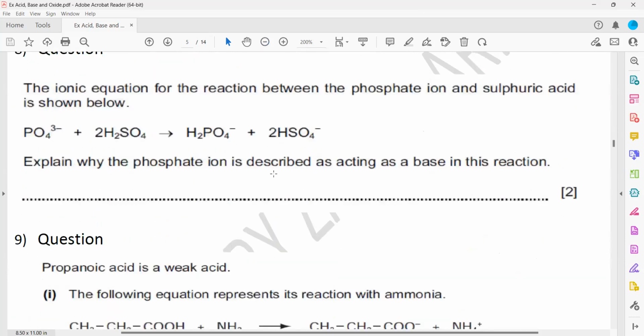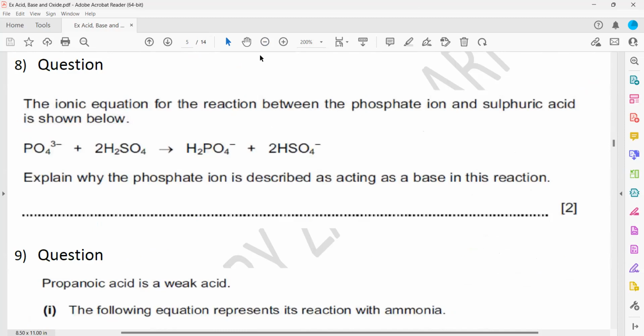In question 8, an ionic equation is there. Explain why phosphate ion is acting as a base. The definition of a base is a proton acceptor. So H2SO4 is donating a proton and phosphate ion is accepting a proton. So we'll say because it accepts a proton. 1 mark is for accept, 1 mark is for H plus, or better, use the term proton.